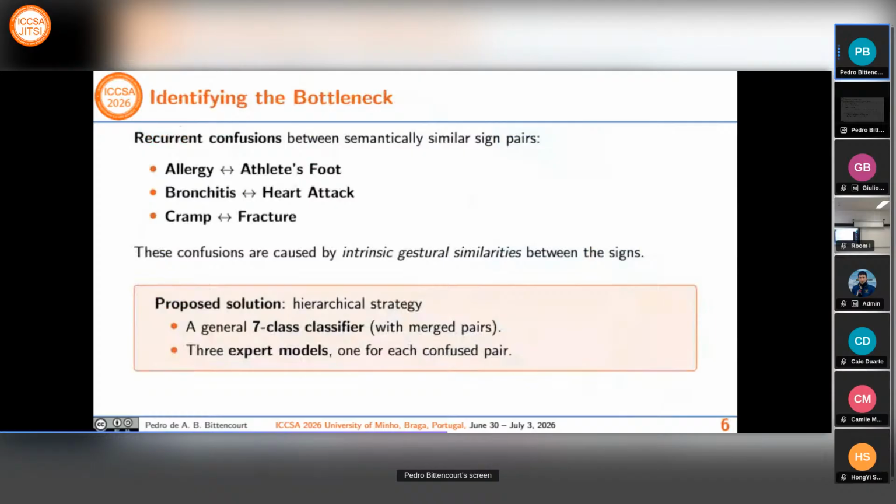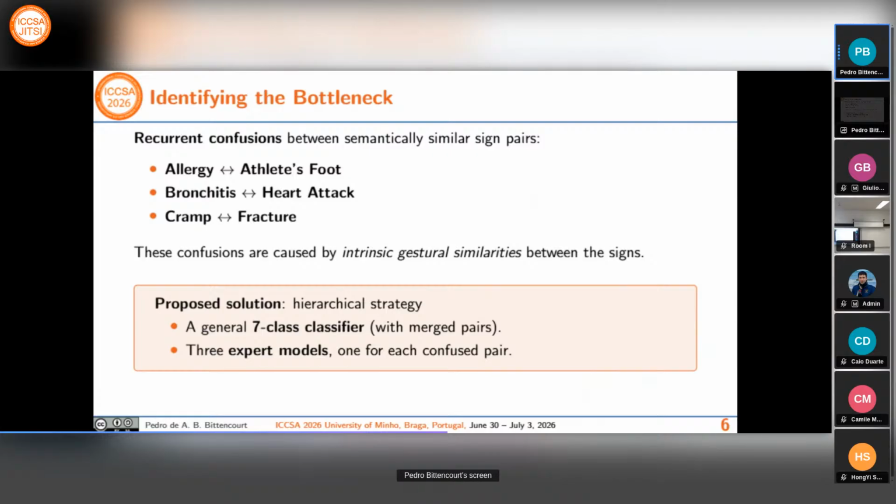And this is the key insight of our work. The model consistently confuses three pairs of signs: allergy with athlete's foot, bronchitis with heart attack, and cramp with fracture. These confusions are caused by intrinsic gestural similarities between the signs in each pair. They simply look very similar in terms of movement.